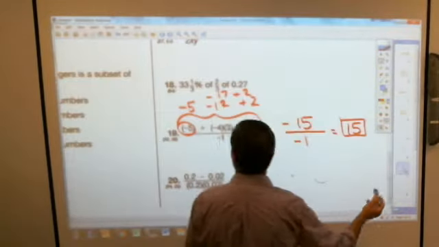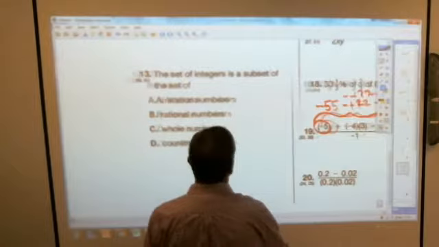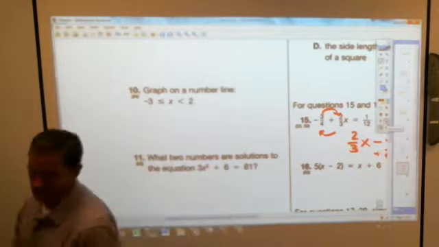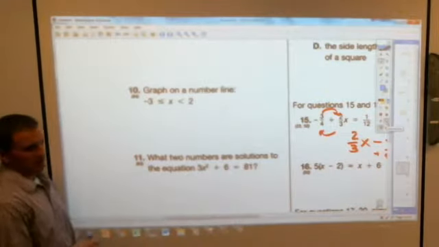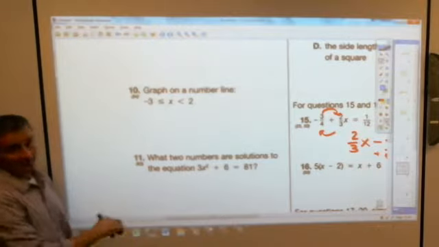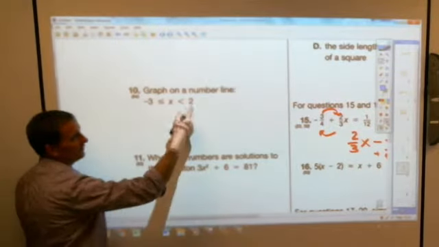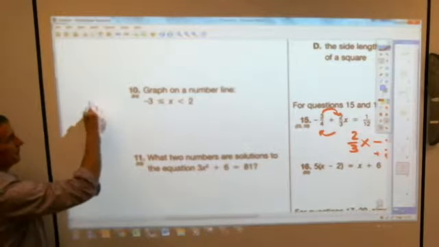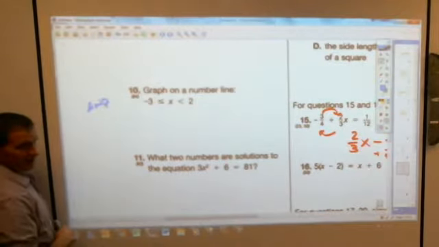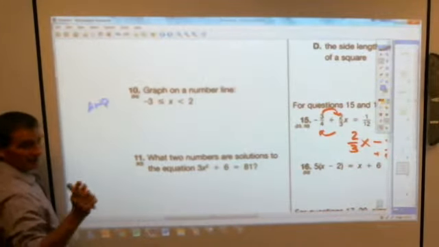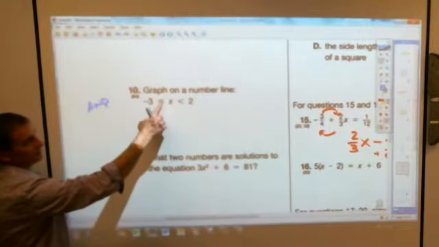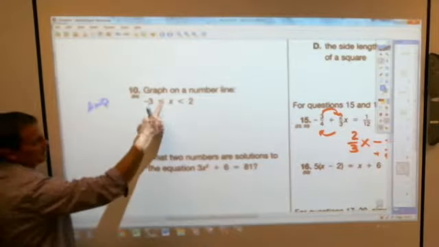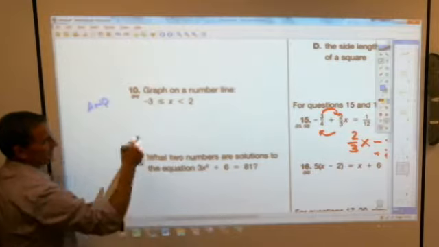How does somebody do number 10? Well, watch how easy this is. First of all, when you see inequalities like this, you need to try to solve them. But this one's already solved for you, so it doesn't get any easier than this. This is an and inequality. When you read this, does anybody remember how you say this? X is greater than or equal to -3 and less than 2.